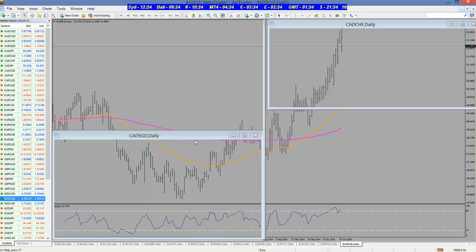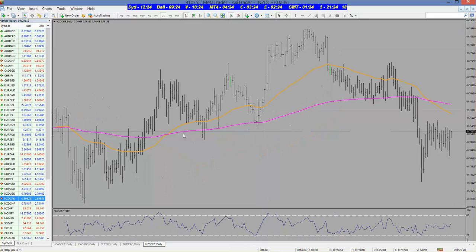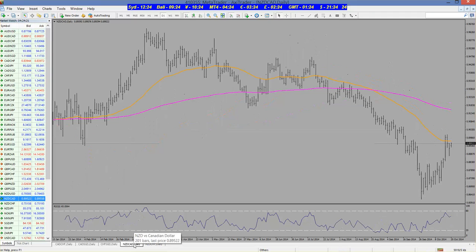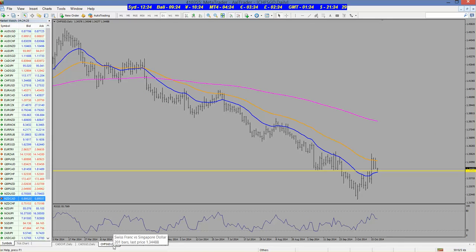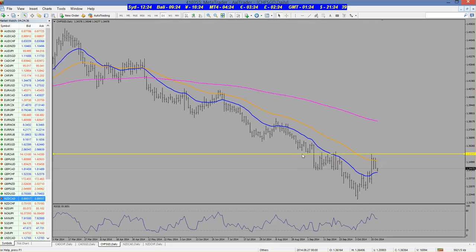You guys still with me? Kiwi Swiss, it's like a Euro Kiwi. Walk away. Kiwi CAD, we sort of discussed that earlier in the piece. Swiss Sing. Some of the dollar Sing, I'd say. Dollar Swiss, let's come back to a support level, a resistance level.